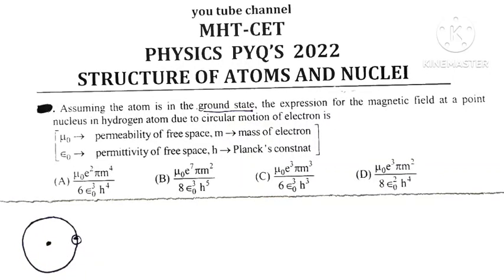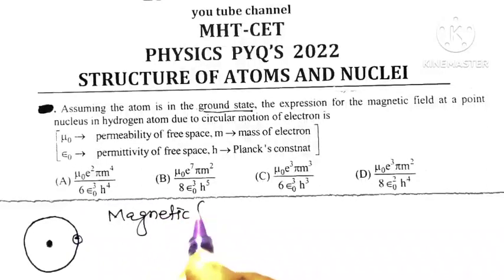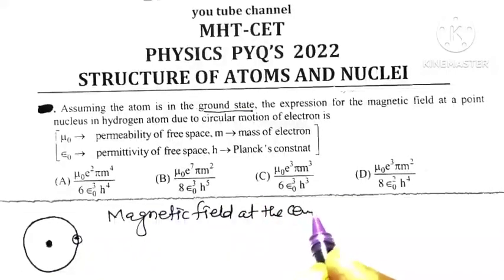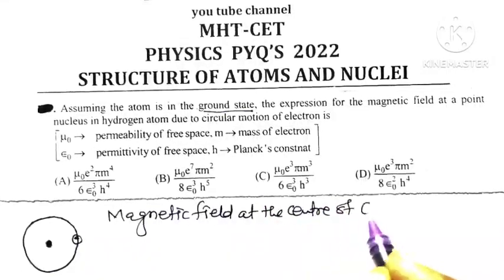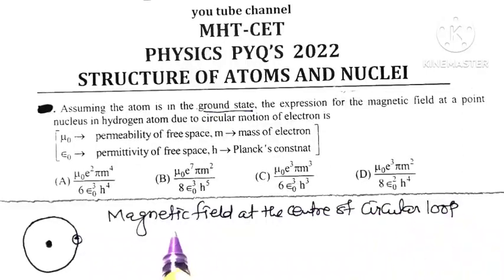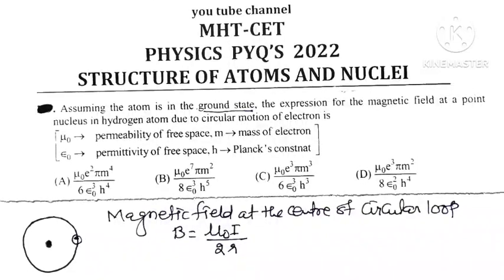A current carrying loop, and any current carrying loop produces a magnetic field which acts at its center. So the magnetic field at the center of a circular loop: what is the formula? B is equal to mu 0 into I divided by 2R, where I is the current flowing in the circular loop and R is the radius of that circular loop.